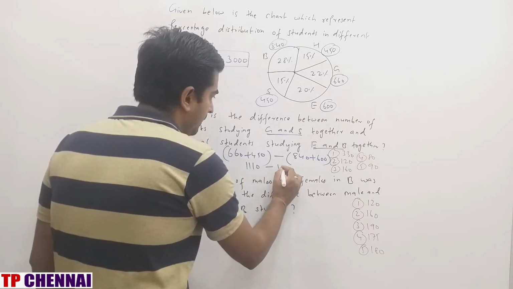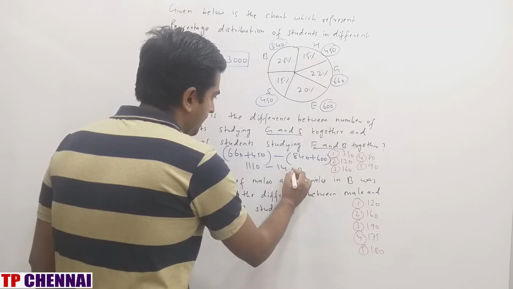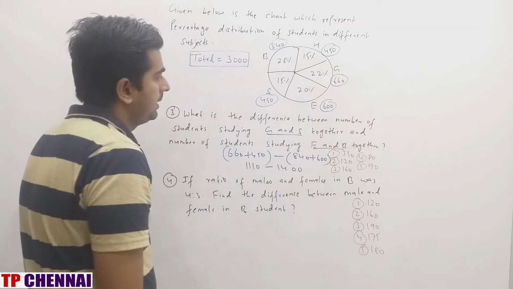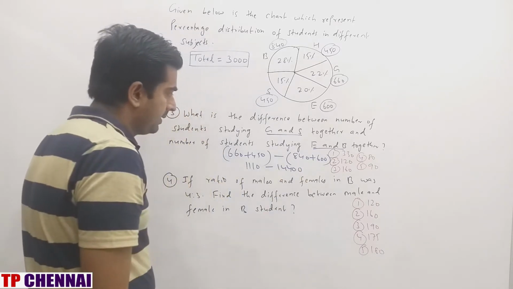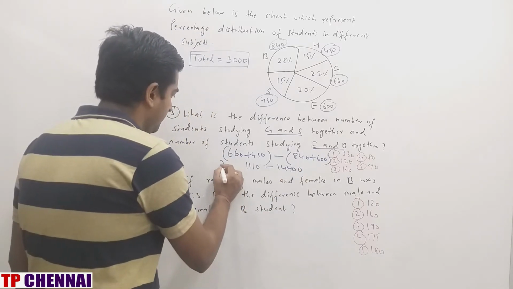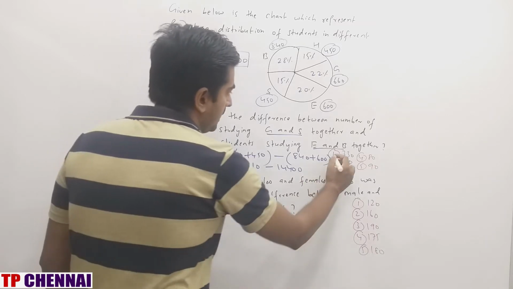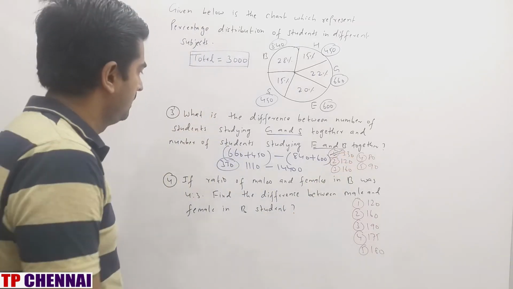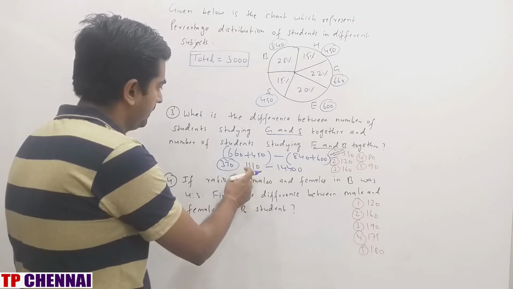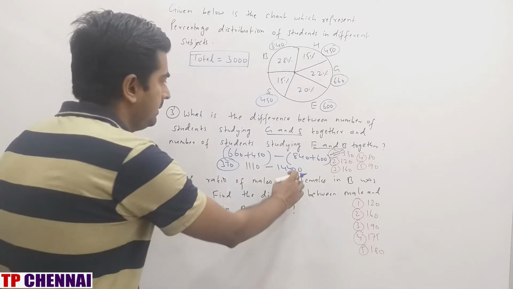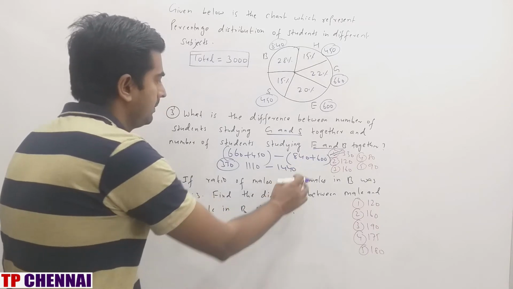Minus, this is 840 plus 600, 1440. So the difference is nothing but how much? 330, which is nothing but the first option. This is 660 plus 450, 1110. And here this is this one, right?